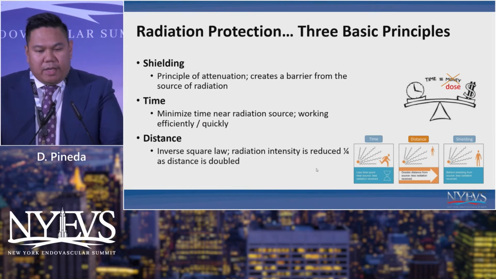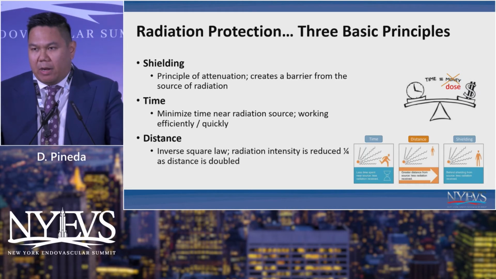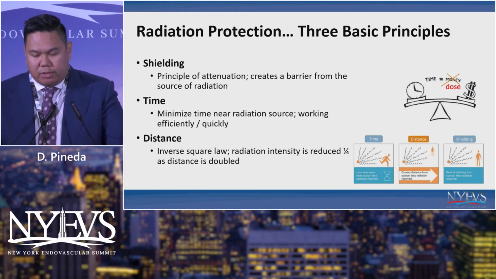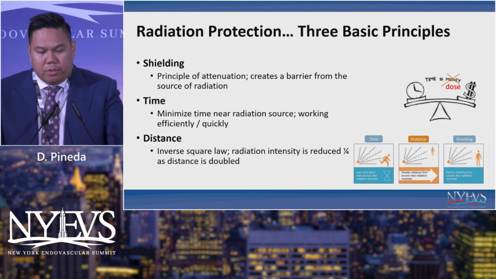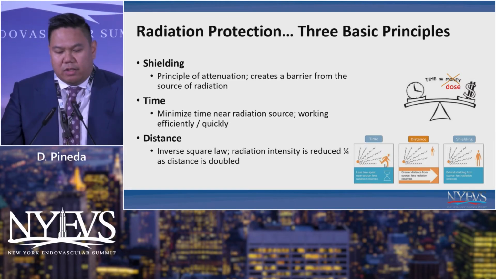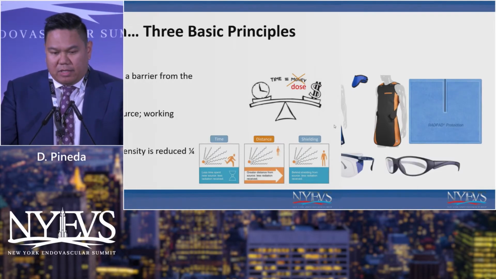So three basic principles, again, to protect ourselves in the cath lab: it's shielding, time, and distance. Shielding means creating a barrier between you and the source of the radiation, whether it's the X-ray tube or the patient. Time means making sure that we can work efficiently so that we can keep a reduced dose, and also distancing yourself. Distancing is one of the most important things, and I'll show you in a next slide.